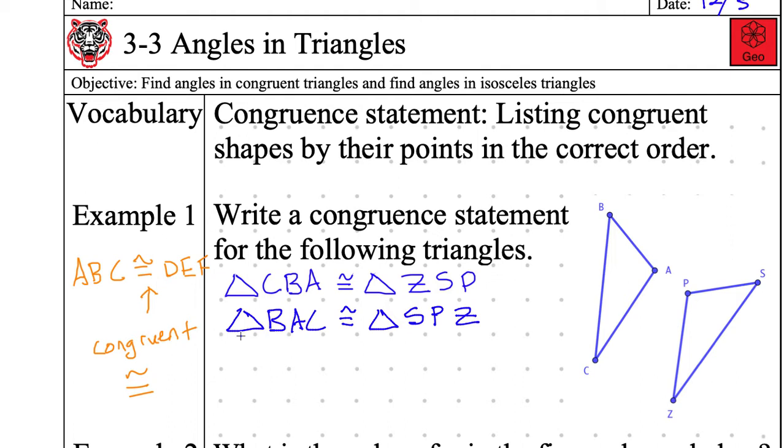Andres, go for it. Triangle ABC, sure, is congruent to PZS. Ooh, that one's not quite right. The reason why it's not right is A matches with P. I agree. A and P match up. Let's look at B and Z. B and Z. We do S. Oh yeah, so come back here and say PSZ. Yeah, there you go. PSZ. Wait, does that work? Yeah, that works. Nice. PSZ.